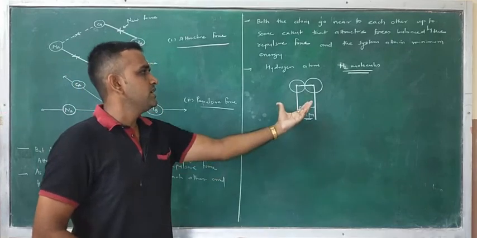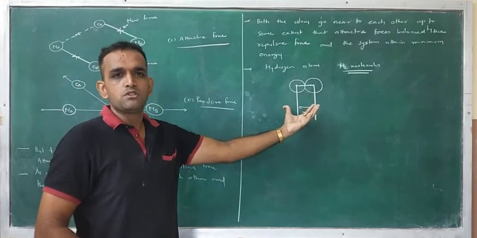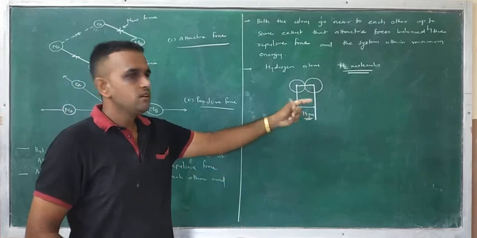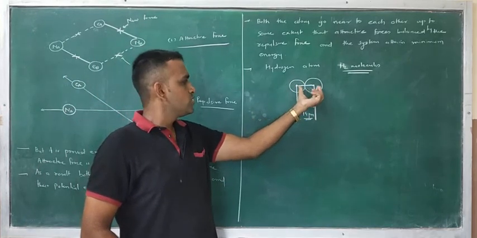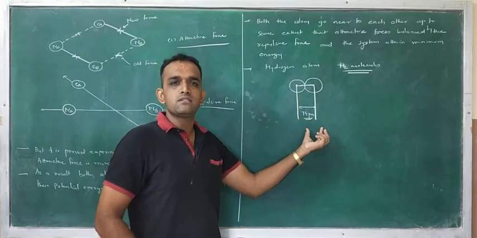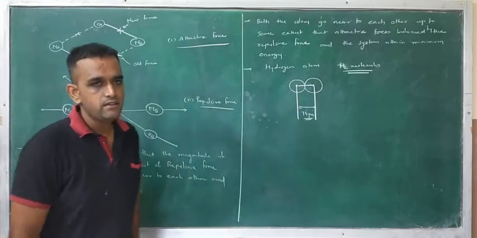As for example, see here, if we take the hydrogen molecule in which the two hydrogen atoms will be there, and between the two nuclei, up to this much extent it will become close to each other. So whatever the distance is there, that distance is, we can say, the bond length, right? Note down.